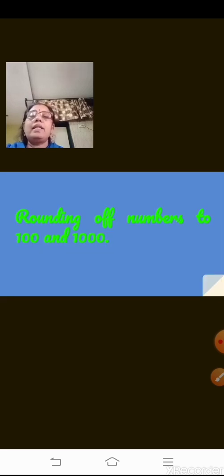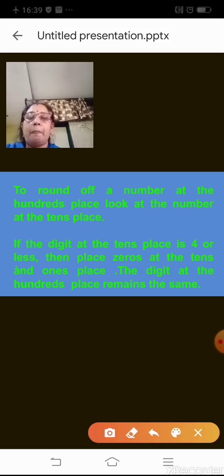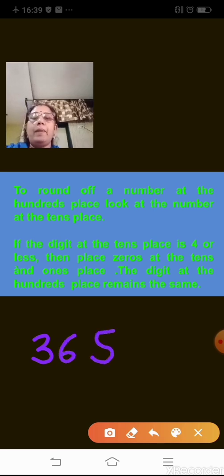Now today let us see rounding off numbers to 100 and 1000. The same rule is applicable for this also. To round off a number at the hundreds place, look at the number at the tens place. Suppose you are having a 3-digit number, 365. You have to round off the number to the nearest hundreds.